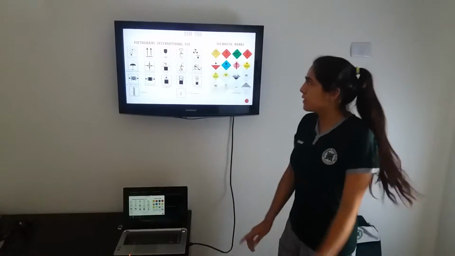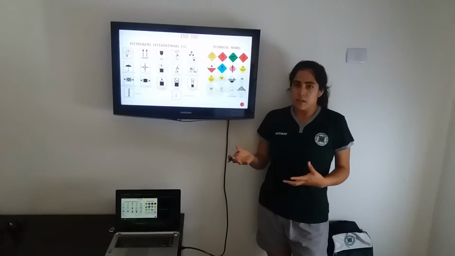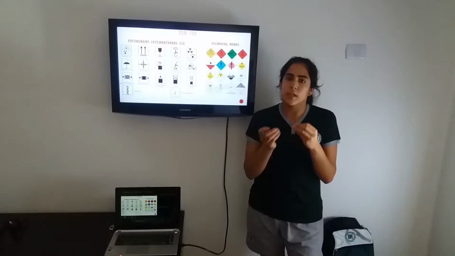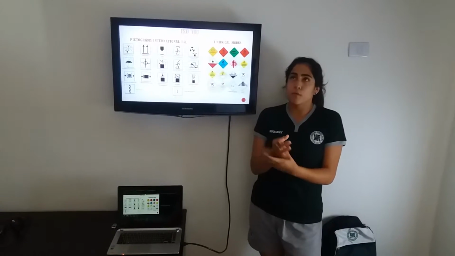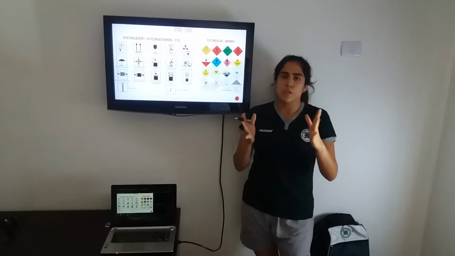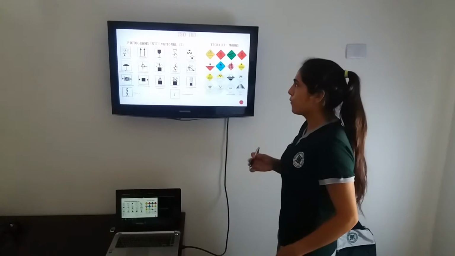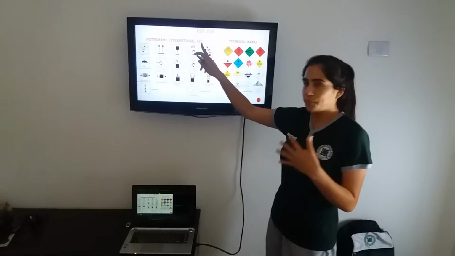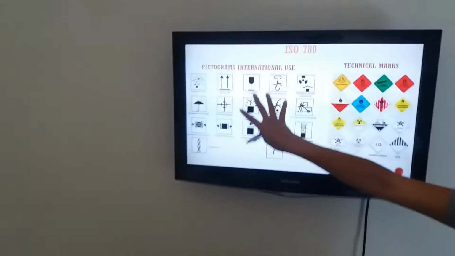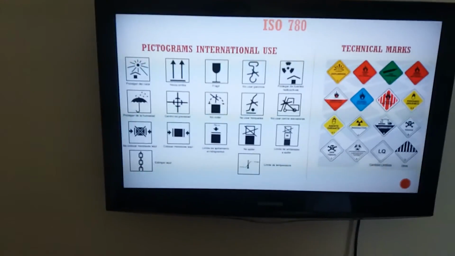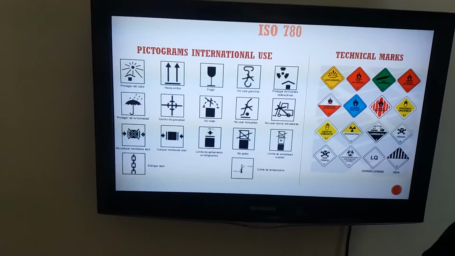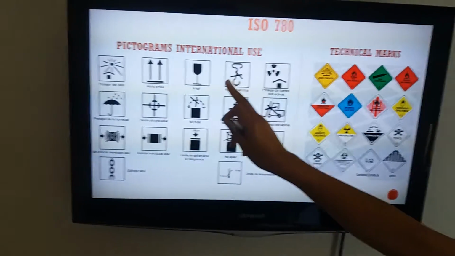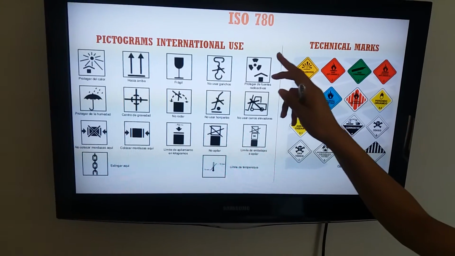And the last ISO is 780. This standard specifies the characteristics of symbols used in the conventional manner for marking packaging in order to transmit handling instructions. You can see pictograms of international use, which represent instructions or prescriptions to take into account when we handle the goods. For example, this way up, fragile, no use of hooks, protect from radioactive.